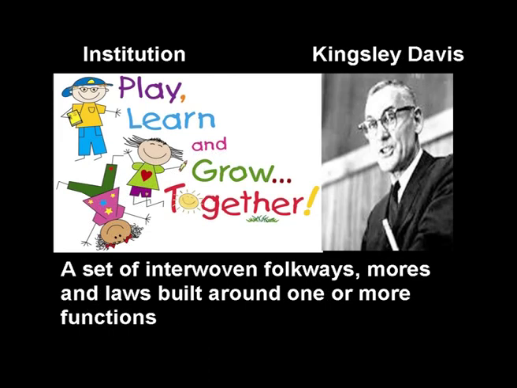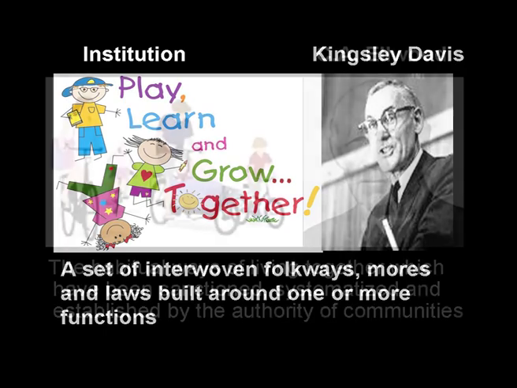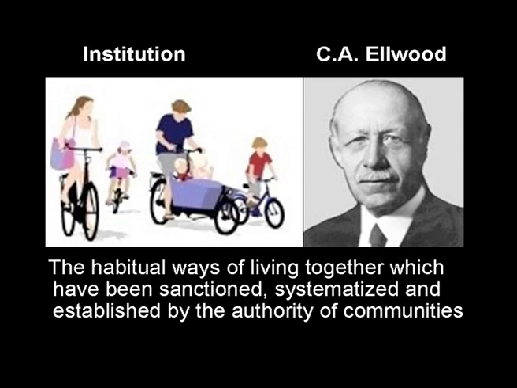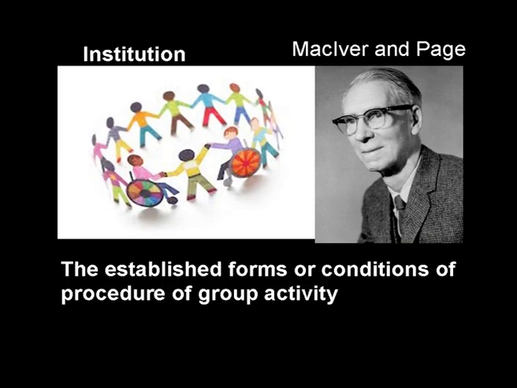Kingsley Davis defines institution as a set of interwoven folkways, mores and laws built around one or more functions. C. A. Elwood says that institutions are the habitual ways of living together which have been sanctioned, systematized and established by the authority of communities. McIver and Page state that institutions are the established forms or conditions of procedure of group activity. What are the characteristic features of institutions?